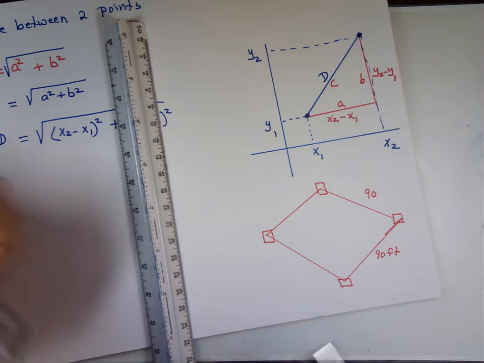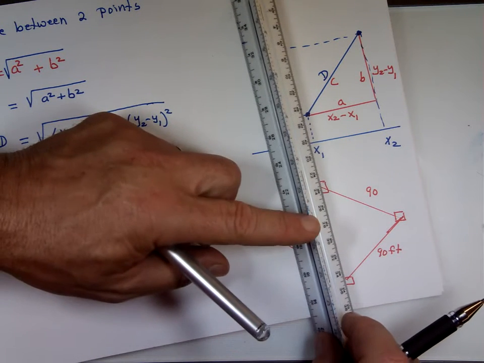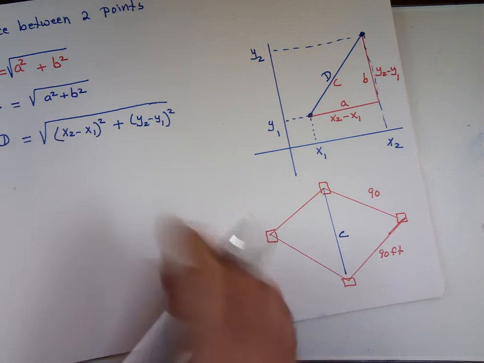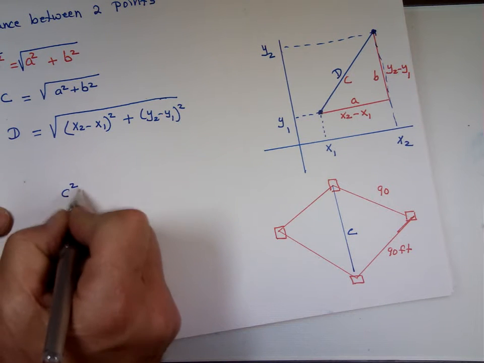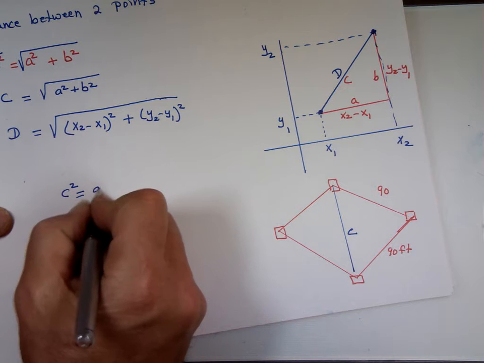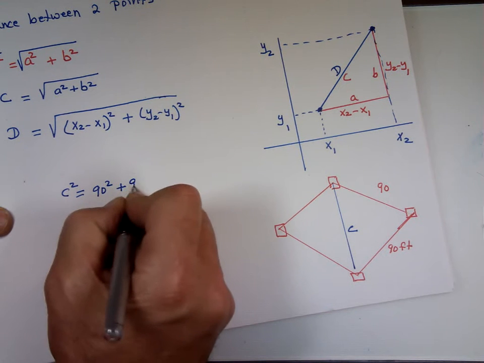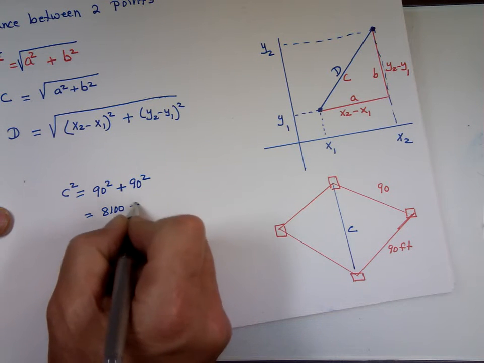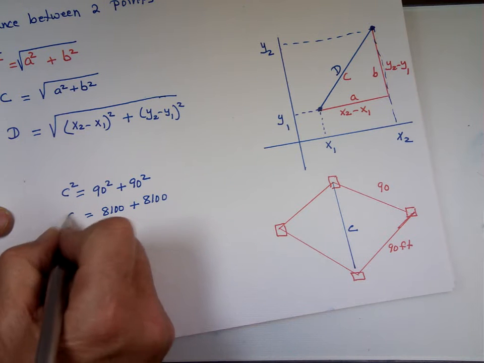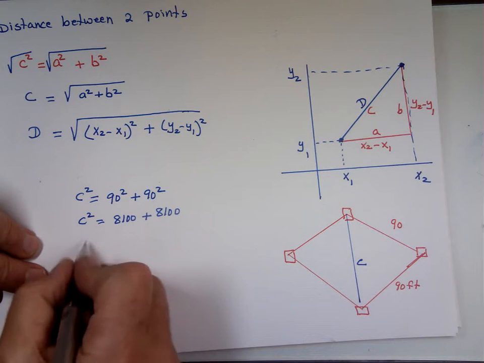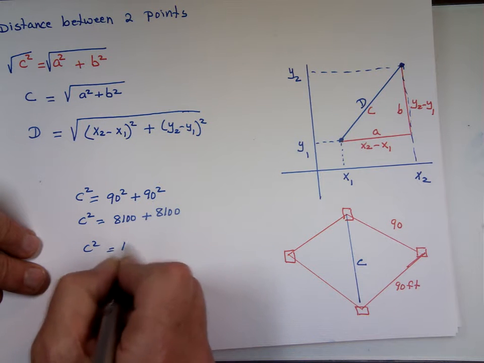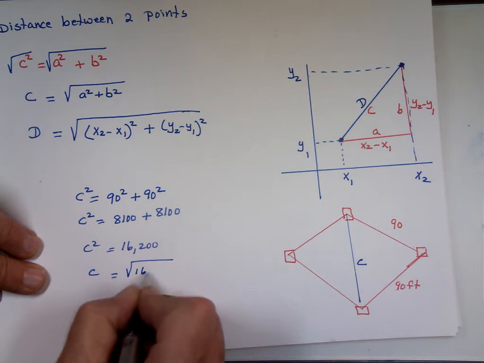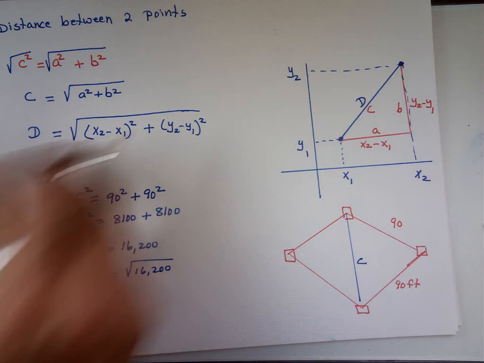That's a 90-degree angle here. You want to find that distance between them. We used to use Pythagorean's theorem, right? That distance here, C squared equals A squared plus B squared. 90 squared plus 90 squared. 8100. C squared equals what? 16,200. C equals the square root of 16,200. I didn't have to use that equation.